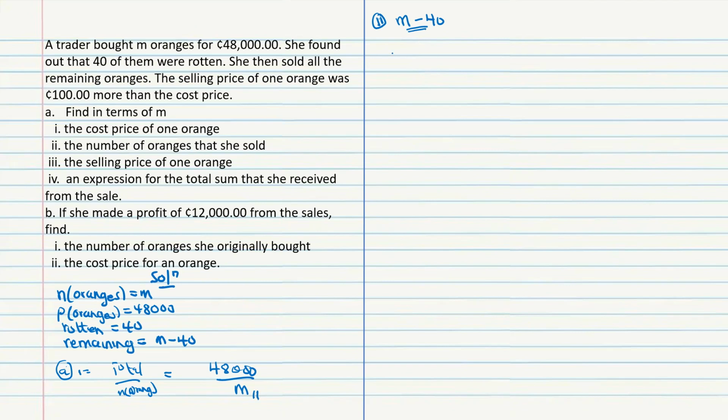Okay, then for part iii, the selling price of one orange. Notice that the question gave us a clue: the selling price of one orange was 100 cedis more than the cost price. Let's move to our black screen. If the cost price is 10 cedis and the selling price is 2 cedis more than the cost price, that means the selling price is 10 cedis plus 2 cedis. The reason is, if you have 10 and 12, by how much is 12 greater than 10? That gives you 2, right?